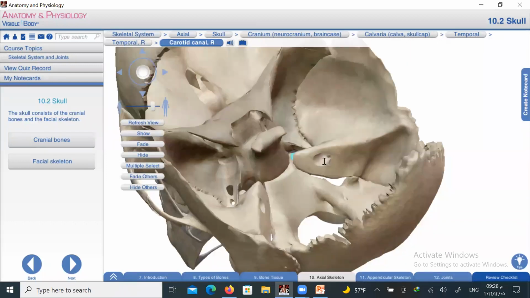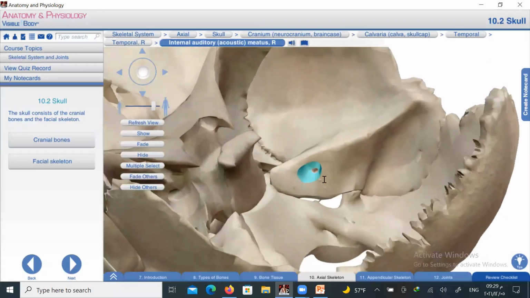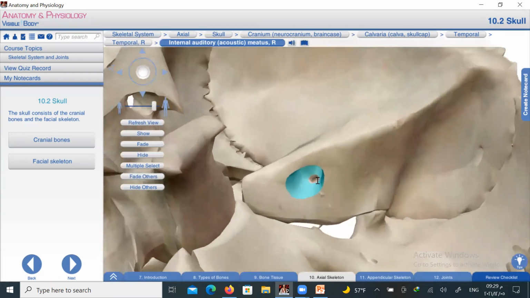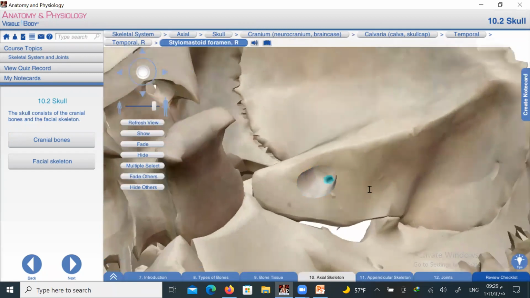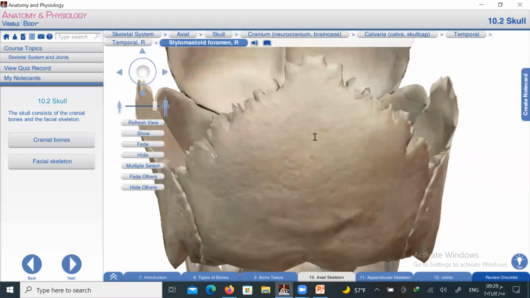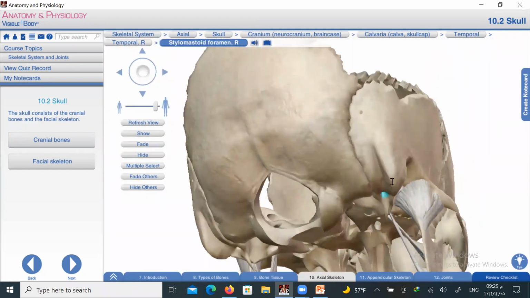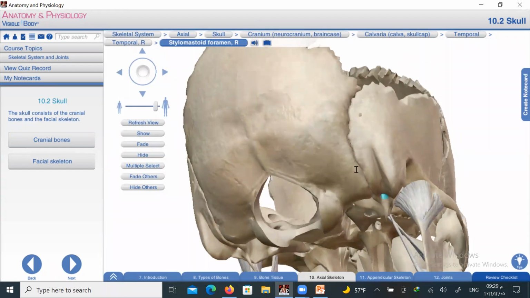This is the internal auditory canal, in which passes the facial nerve and vestibulocochlear nerve. And note this small foramina is called the stylomastoid foramen, in which the facial nerve passes and exits the skull in a foramina between the styloid process and the mastoid process, which is called the stylomastoid or facial foramina.